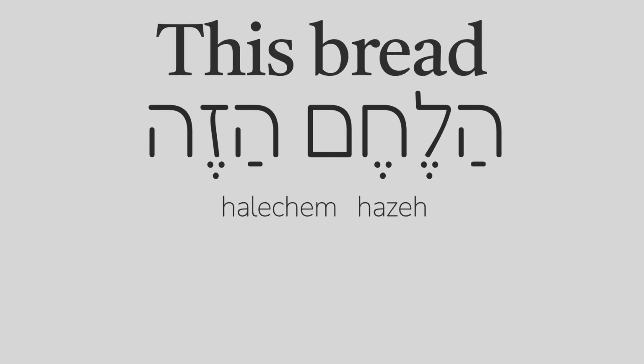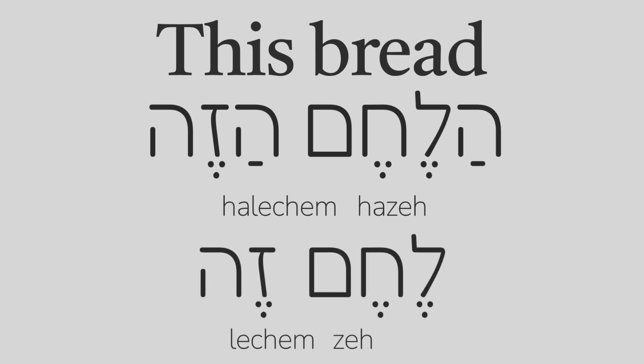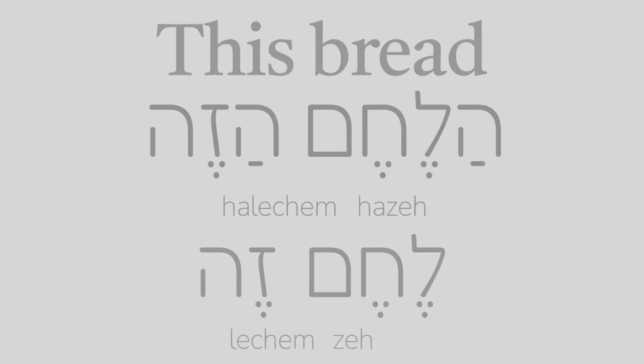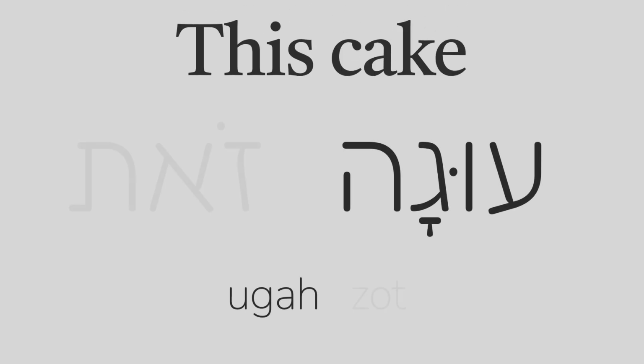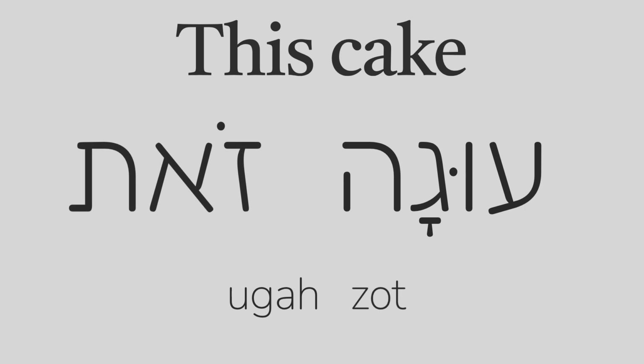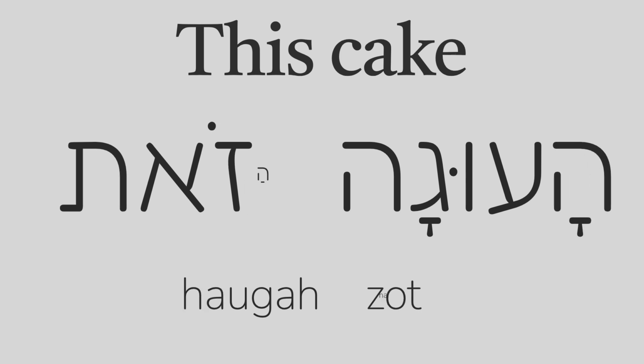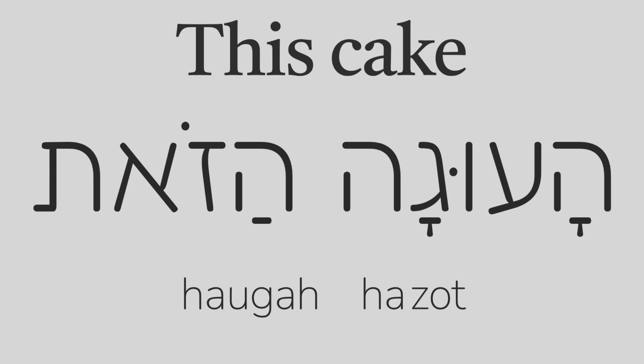And this is the way we usually use this as an adjective in Hebrew, instead of just lechem ze, though both ha lechem ha ze and lechem ze are correct ways to say this bread. If we have a feminine noun like uga, cake, and we wanted to say this cake, we'd use zot, the feminine form of this. We can just say uga zot to mean this cake, but usually we'll want to attach a ha to both words. Ha uga ha zot.